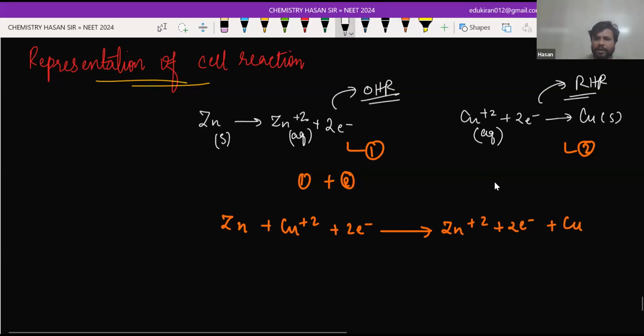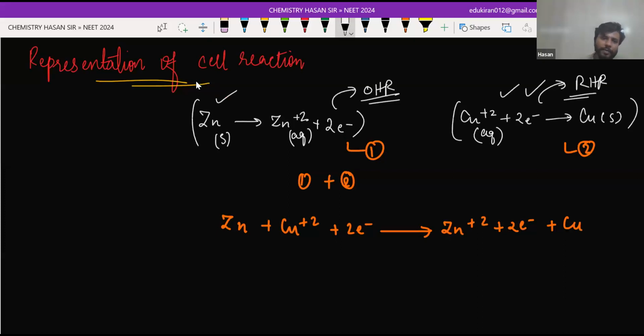You can see the electrons should be equal. If electrons are not equal, you have to make them equal. Like if you have 1 electron here and 2 electrons here, you multiply the equation with 2 where needed, and the one with 1 electron with 1. You cancel the electrons, because in the final reaction you should not have any electron. So you get Zn plus Cu plus 2 giving Zn plus 2 plus Cu. This is the complete reaction.